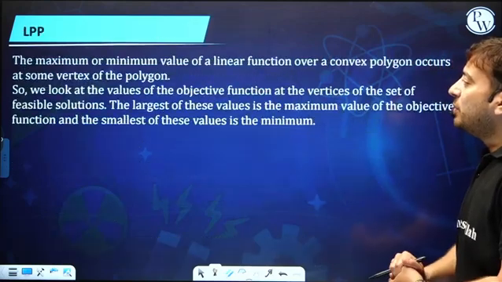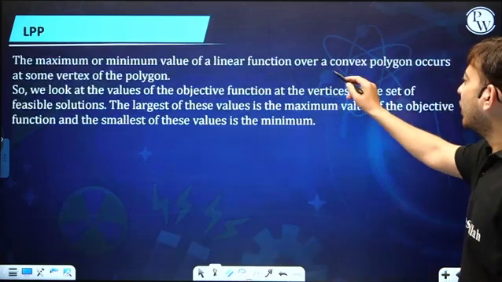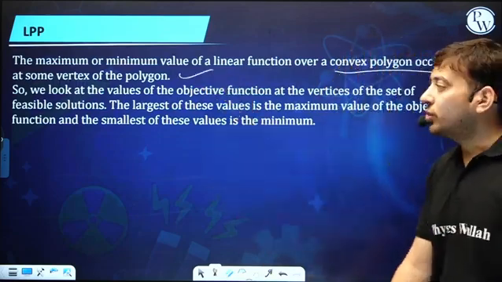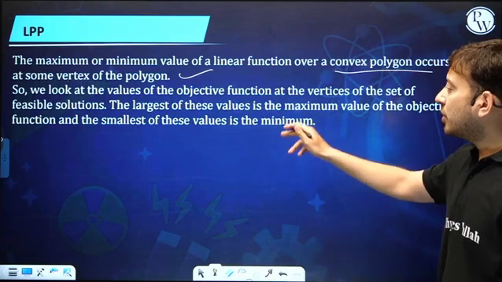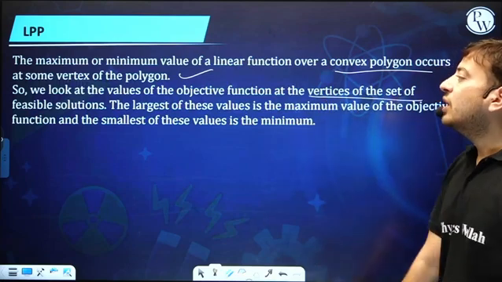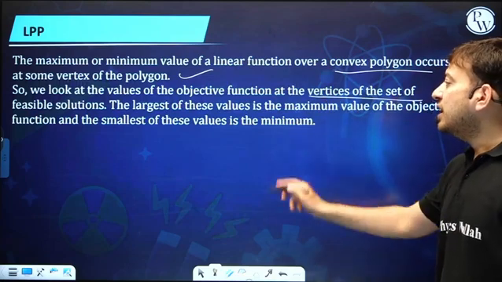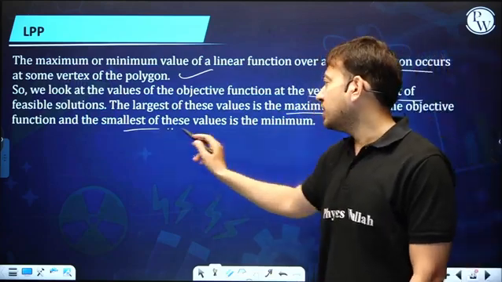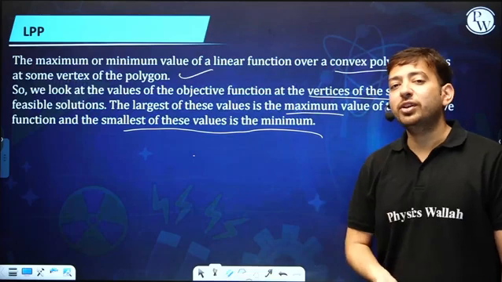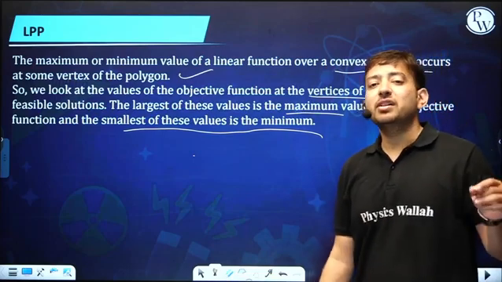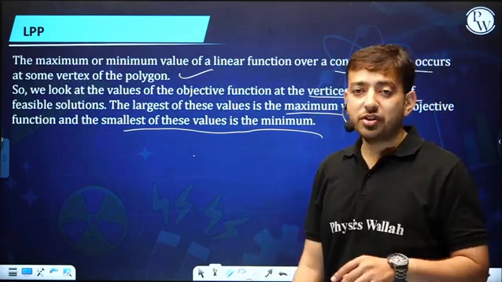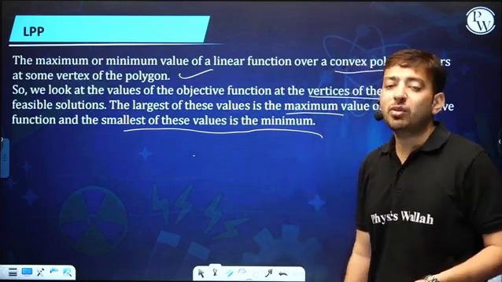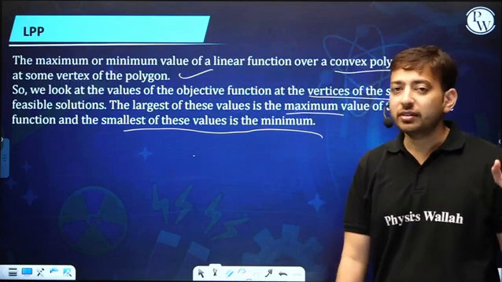the maximum or minimum value of a linear function over a convex polygon occurs at some vertex of the polygon, like I've told you. So we look at the values of the objective function at the vertices of the set of feasible solutions. The largest of these values is the maximum and the smallest is the minimum. That's it. Nothing else.